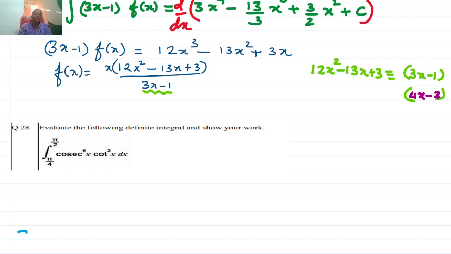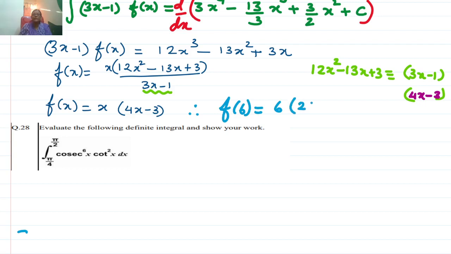So that means, won't it get cancelled? So what is f(x) finally? f(x) finally is nothing but x multiplied by 4x minus 3. Hence, what is f of 6? So see how easily you are going to get the answer. 6 times, 4 times 6 is 24. 24 minus 3 is 21. So that is 126. So that is the thing that you had in this particular question.